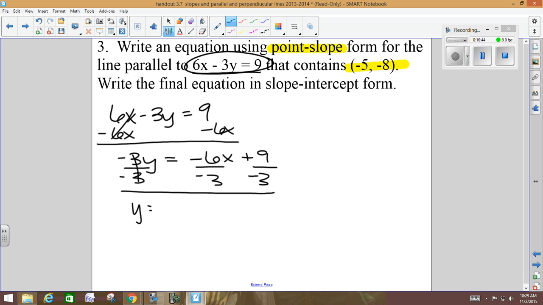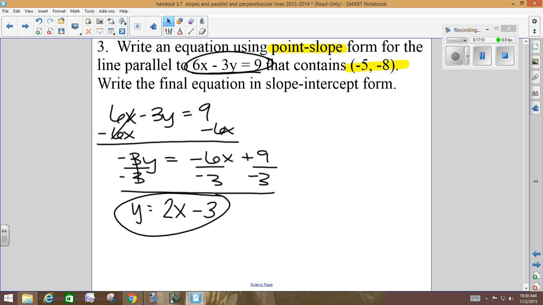Y equals, what's -6 divided by -3? +2. 9 divided by -3? All right. So these are the same lines. 6x minus 3y equals 9, and y equals 2x minus 3, just two different forms of it. What's the slope of my line? 2, right? It's whatever's attached to my x.